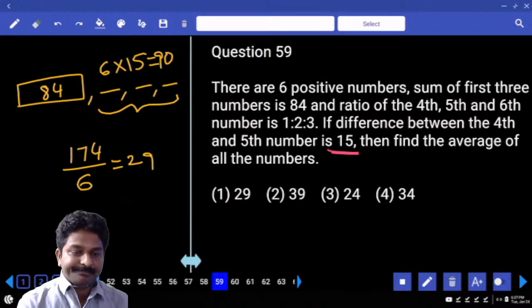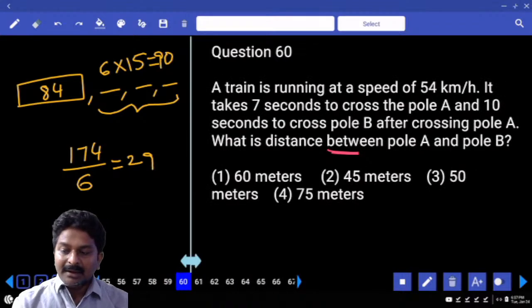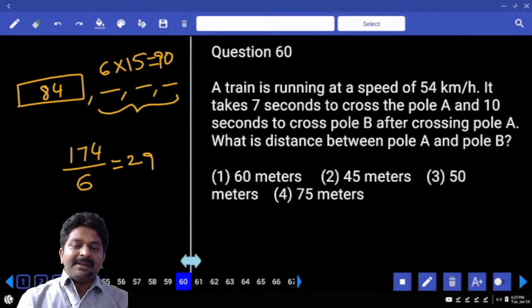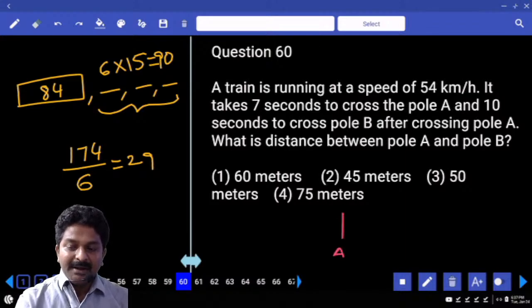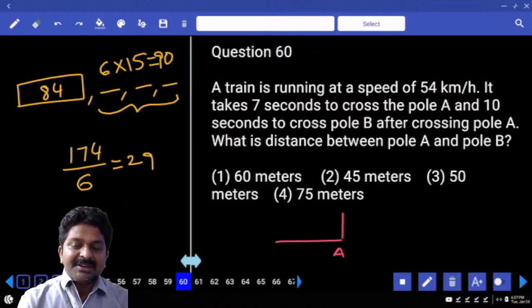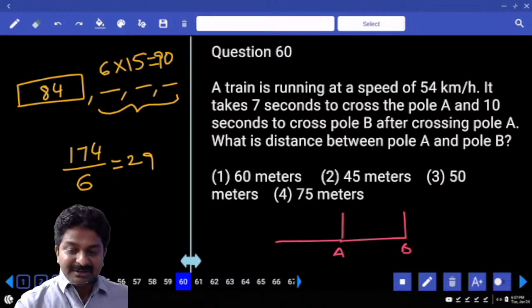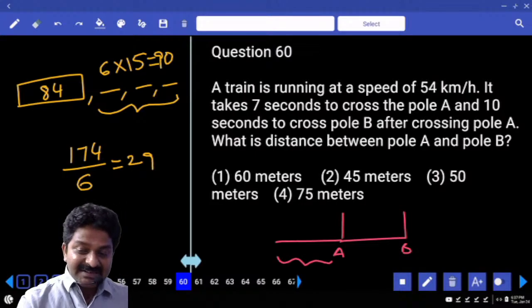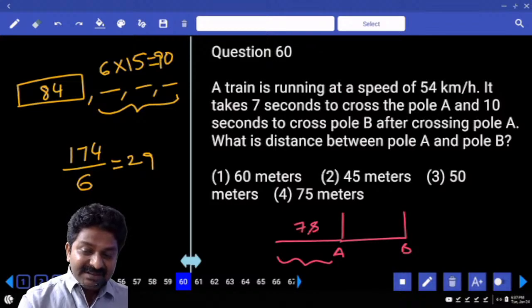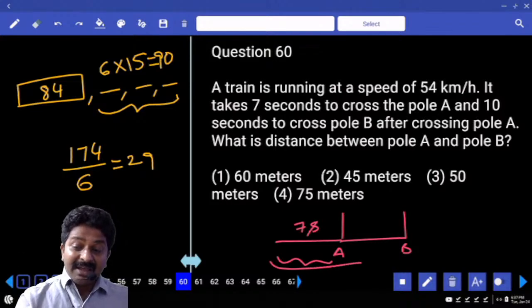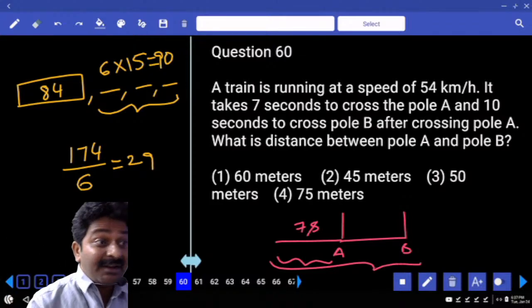Okay, now a train is running at a speed of 54 km per hour. It takes 7 seconds to cross pole A. Here is pole A and it is taking 7 seconds. It takes 10 seconds to cross pole B after crossing pole A. After crossing pole A, there is a pole which is B, and for that it is taking 10 seconds. So to cover this distance, it is taking 7 seconds. To cover the entire distance, it is taking 10 seconds.